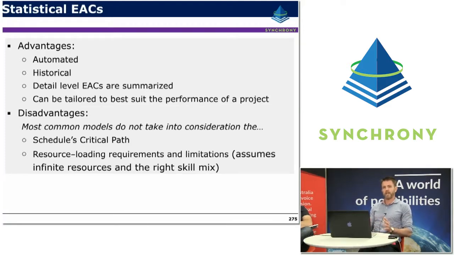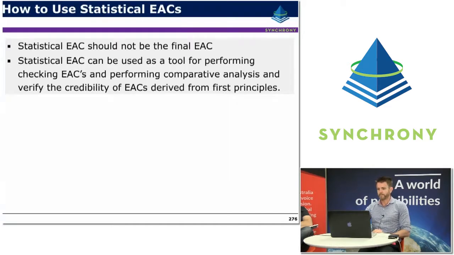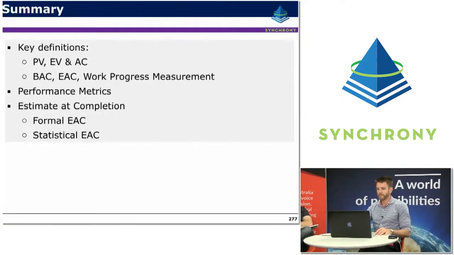That's why it's really important to keep in mind that it should be used as a validation process for your bottoms-up EAC process. So statistical EACs should not be the final EACs. Statistical EACs can be used as a tool for checking EACs and performing comparative analysis to verify the credibility of EACs that are derived from first principles.